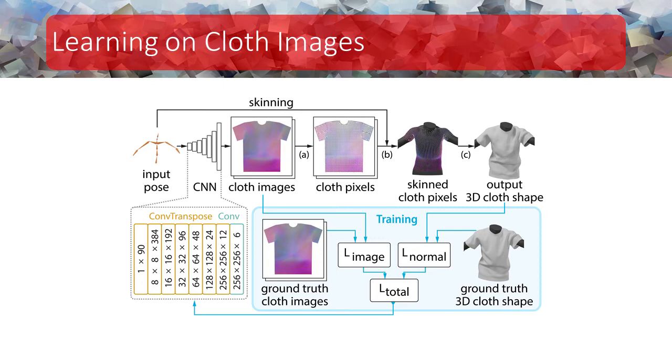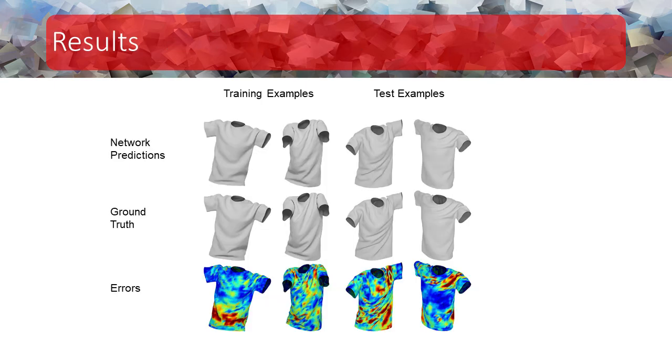To train the network, we use two loss terms: an L2 loss defined on the cloth images, and a cosine loss defined on the per-vertex normals. Here are some examples from our best loss model.